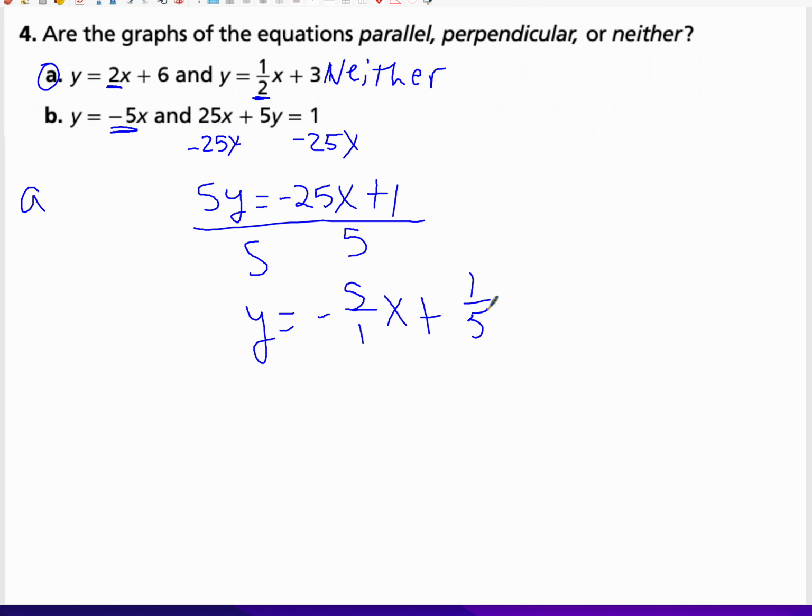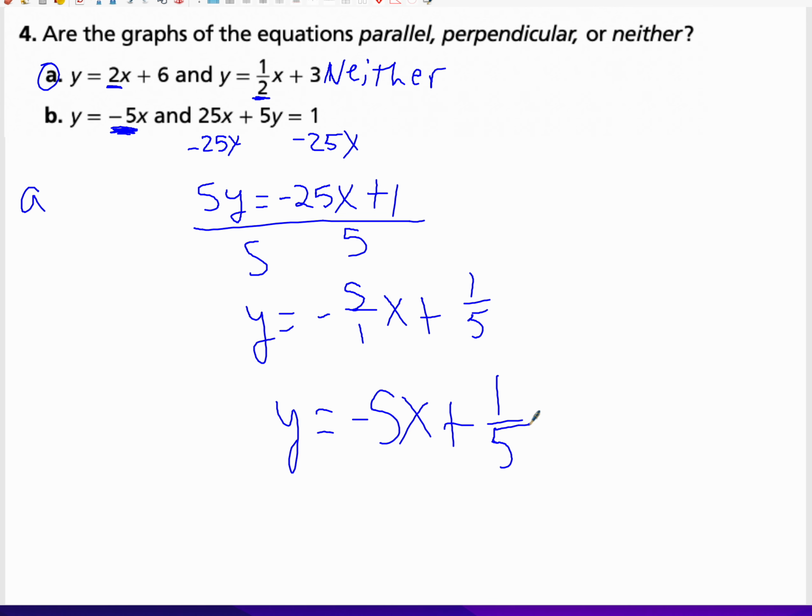Yeah, that would still be negative. It's parallel. We've got a negative 5 here and negative 5 over 1. I wrote it funny so I could trip you up. But what's 25 divided by 5? 5. So it's negative 5. So this really is y equals negative 5x plus 1/5.